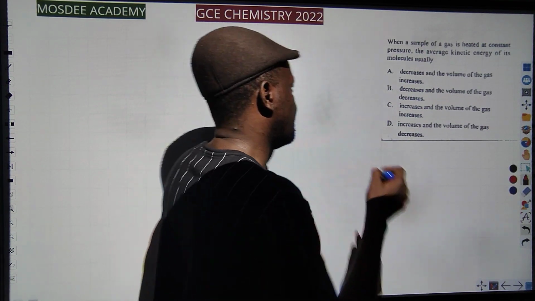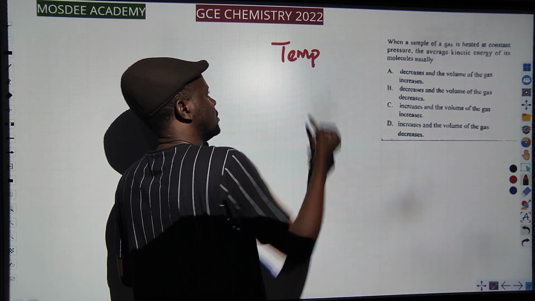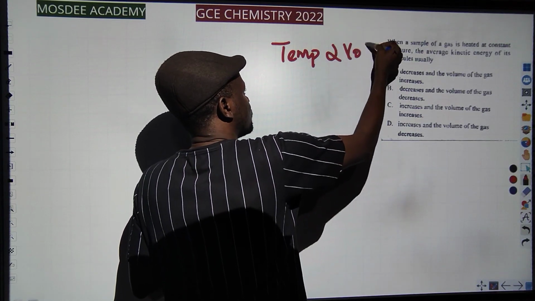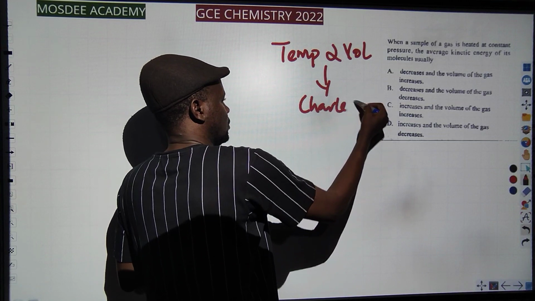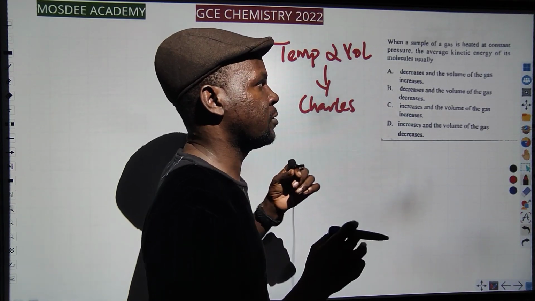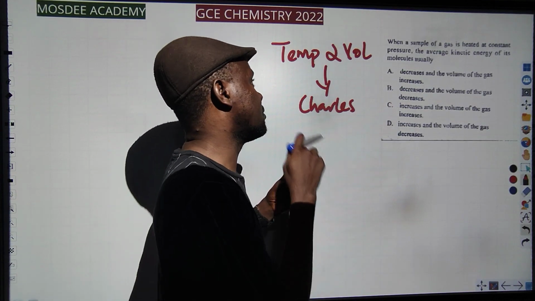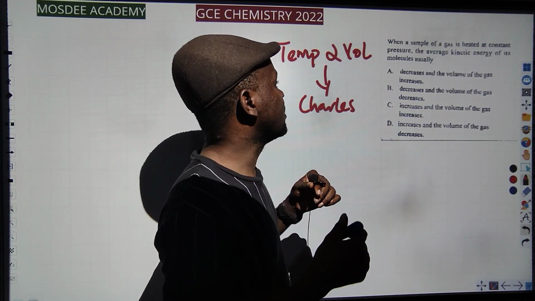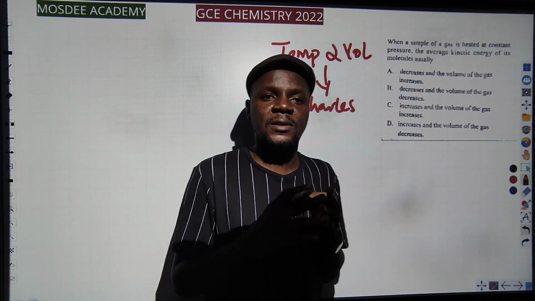Temperature. So that means when pressure is constant, what happens to temperature? Temperature will be raised. Temperature is proportional to what? To volume. That is what Charles' law told you. I hope you understand the logic. So when a sample of gas is heated at constant pressure, the volume of a given mass of gas is directly proportional to the temperature. So when it said the average kinetic energy of its molecule usually dash.